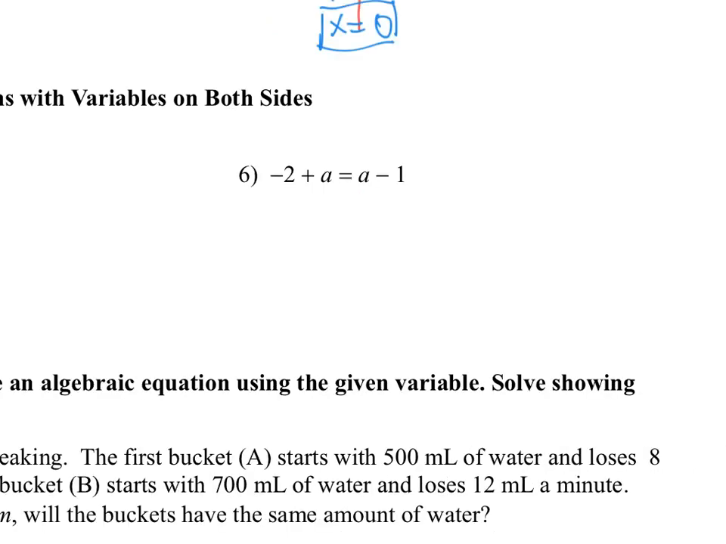Example 6 still has the variables on both sides of the equal. So when I draw my line down the middle, I've got an a on the left and an a on the right. When I subtract the a from each side, it actually will cancel on both sides. So I'm just left with negative 2 equals negative 1. And that is a false statement. That is not true. So for this problem, we'll say we have no solution.